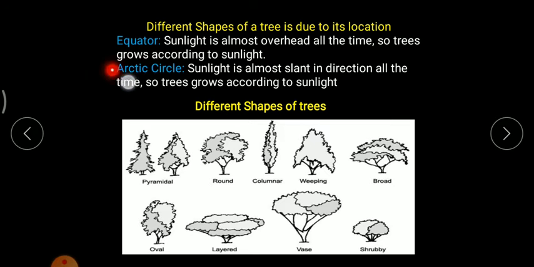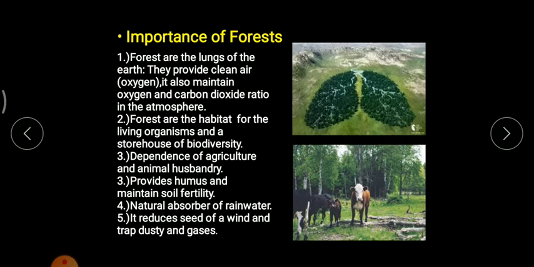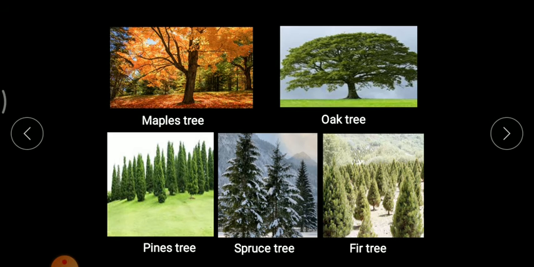Whereas in Arctic Circle, sunlight is almost slant in this direction. Slant in this direction, that's why the trees grow in a columnar shape sort of. This is an example of this pine tree, spruce tree and fir tree are specially found in Arctic Circle.